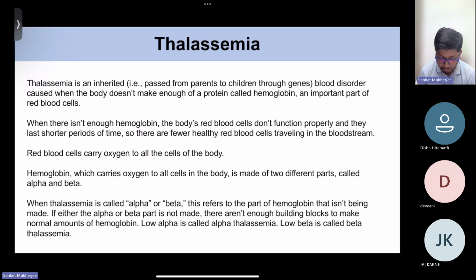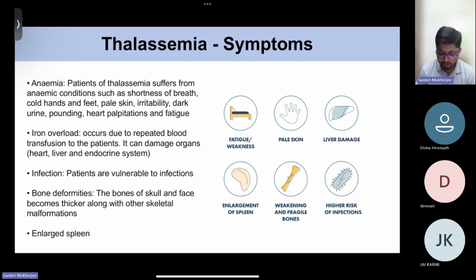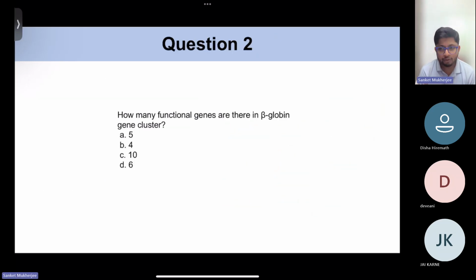You can read about this. It's given in the slide. I'm not covering it up again. It's a hereditary disease and it's also autosomal recessive. So we have talked about all these things.